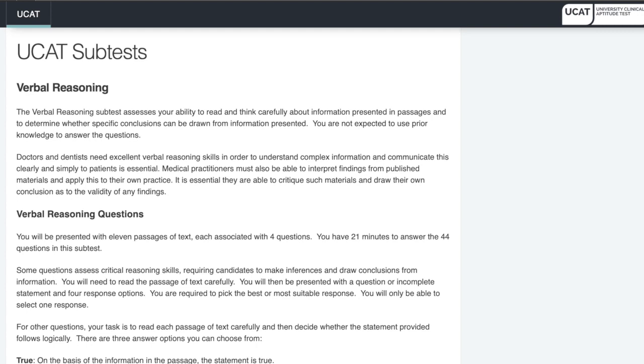So we're going to start this series by having a look at the verbal reasoning, and today this lesson is going to be an overview of that section. Verbal reasoning, as the name suggests, is about language comprehension, and I'll put it on screen the UCAT definition of what the section exactly is about.